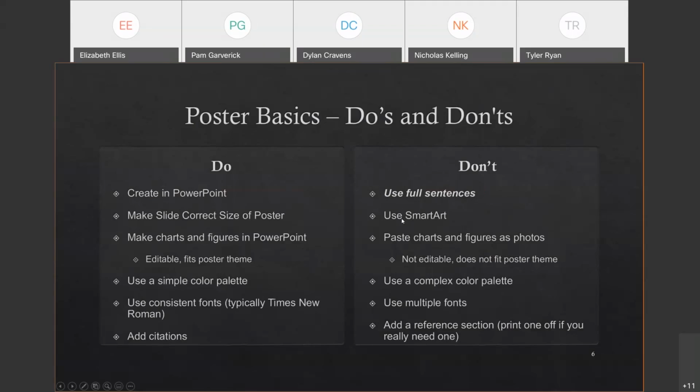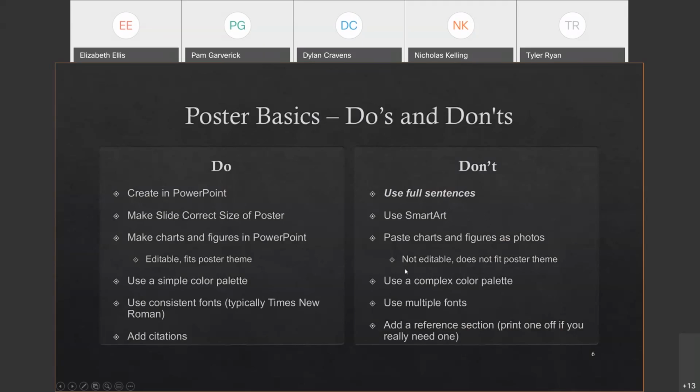I put in here, don't use SmartArt. If you're familiar with PowerPoint, SmartArt is this thing that makes little pretty graphics and things for you. The only problem is they are horrible to edit. So usually it's better to just build each element on its own and then put it together, because the SmartArt elements are just horrendous to try to edit.